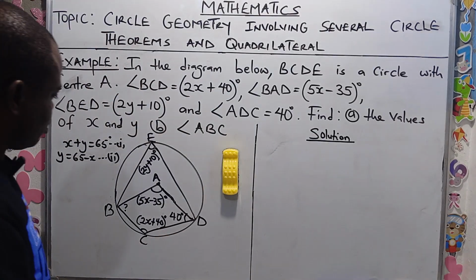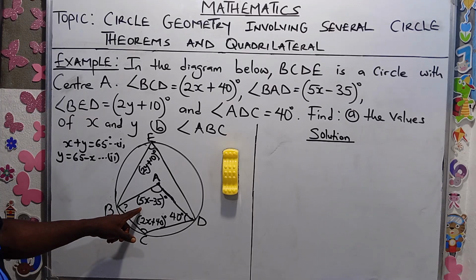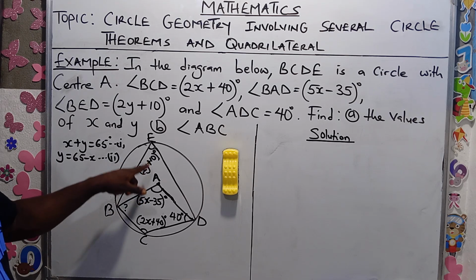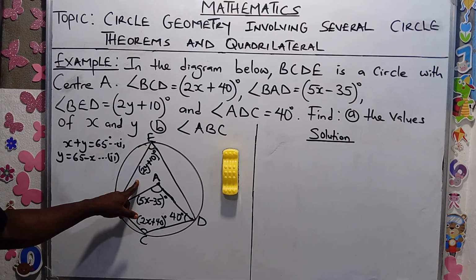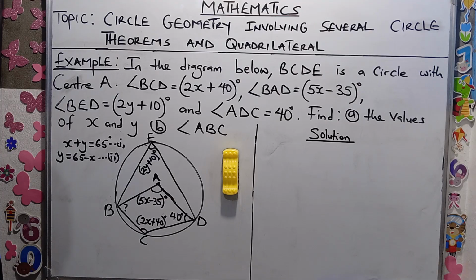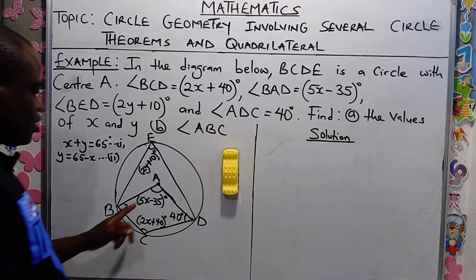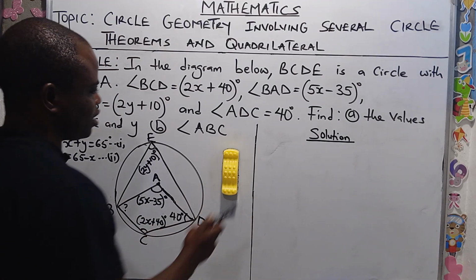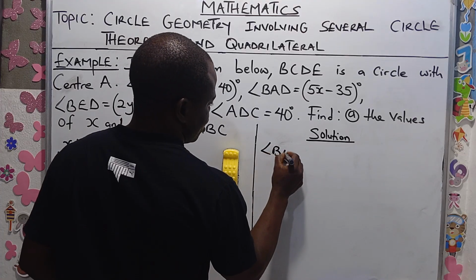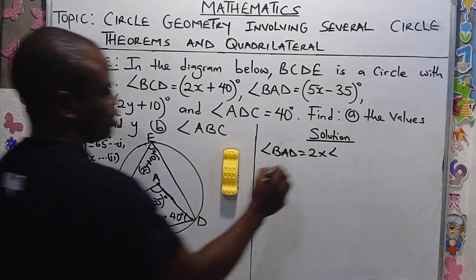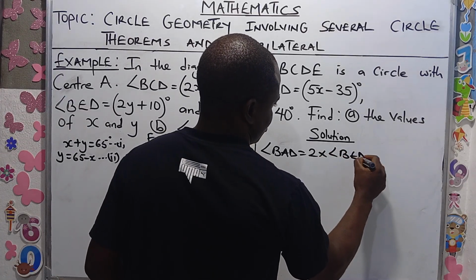Now let's see the other theorem. The angle at the center is twice the angle at the circumference. Now let's say the angle at the center of the circle is angle BAD. Just write angle BAD equals 2 times angle BED. What's the reason?